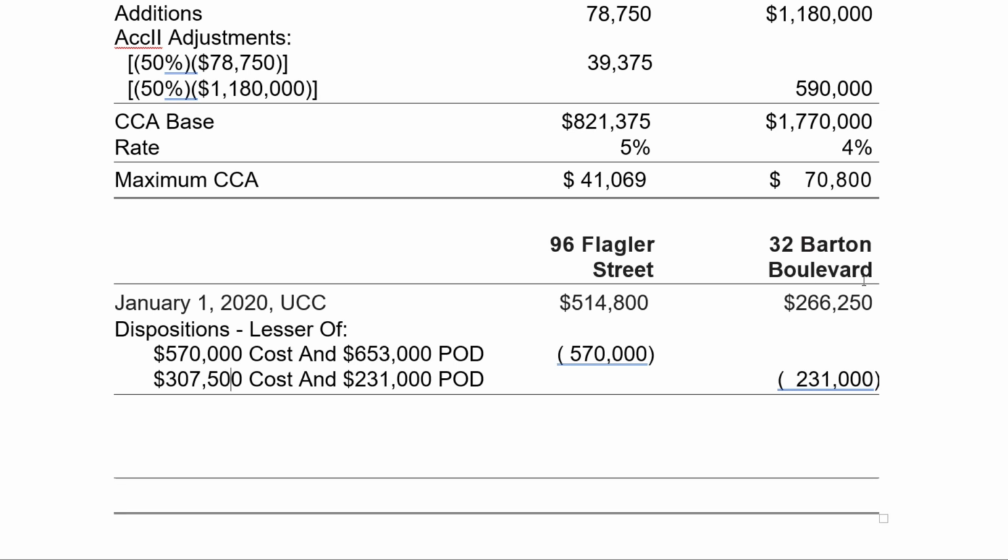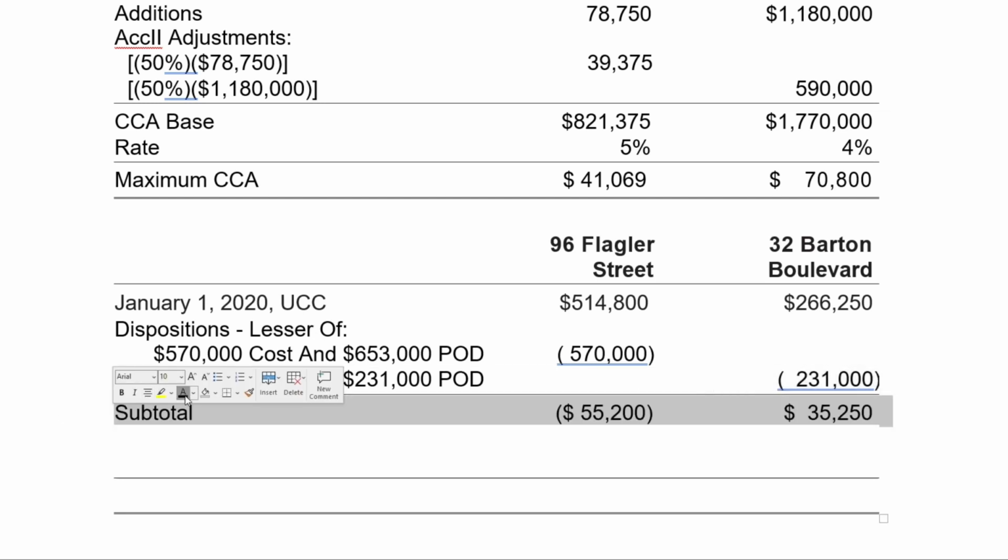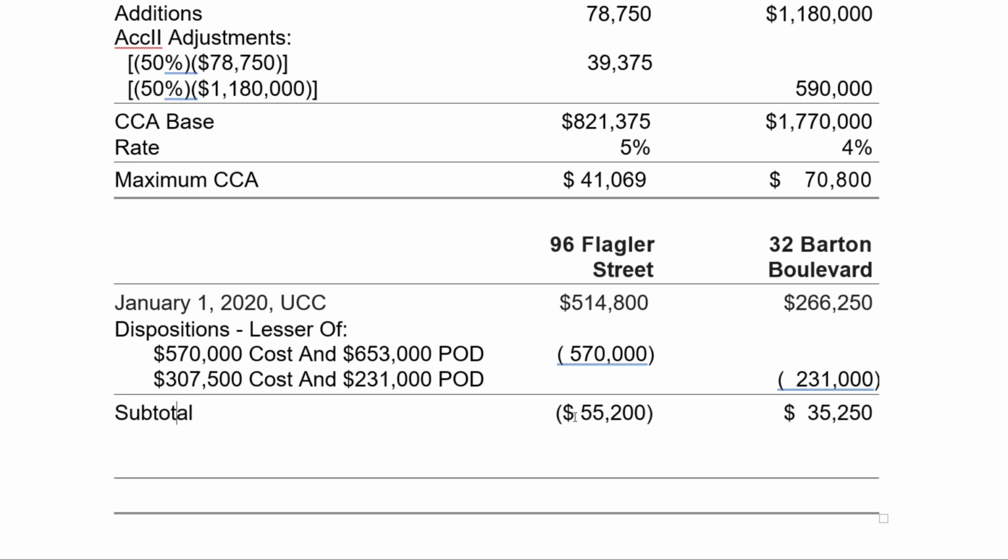For 32 Barton Boulevard, we can see that for whatever reason, the proceeds of disposition are actually less than the capital cost. And because that's the case, the disposition that we'll have for Barton Boulevard will be $231,000 from its class. We see here that we've got different subtotals for each. We have a negative subtotal for Flagler Street, and we have a positive subtotal for Barton Boulevard.